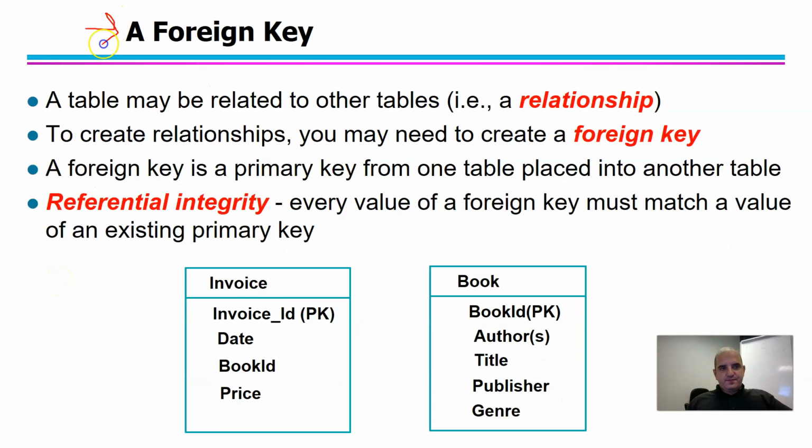This one. So we use primary keys to define each row in a table, and we also use it in another table to refer to that row. In this case, it is called foreign key. Okay. So a foreign key is a primary key from one table placed into another table. This is the formal definition.